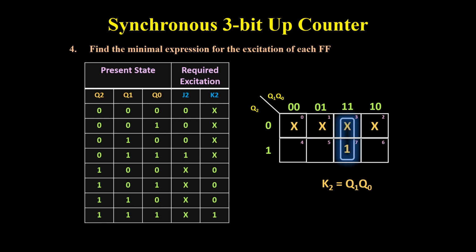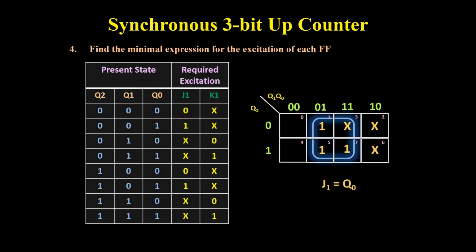So once again, let us map all these minterms in the K map and let us try to find the simplified expression. So once again over here, we can combine this minterm M7 with the don't care. So once again, this group corresponds to Q1, Q0. That means here the minimal expression of the K2 is also equal to Q1, Q0. That means here both J2 and K2 is equal to Q1, Q0.